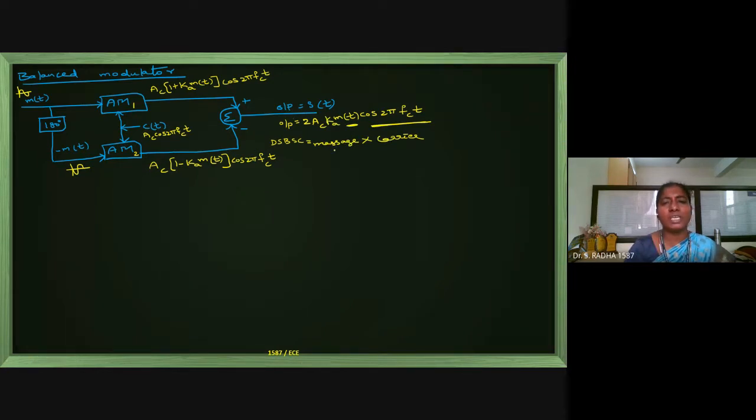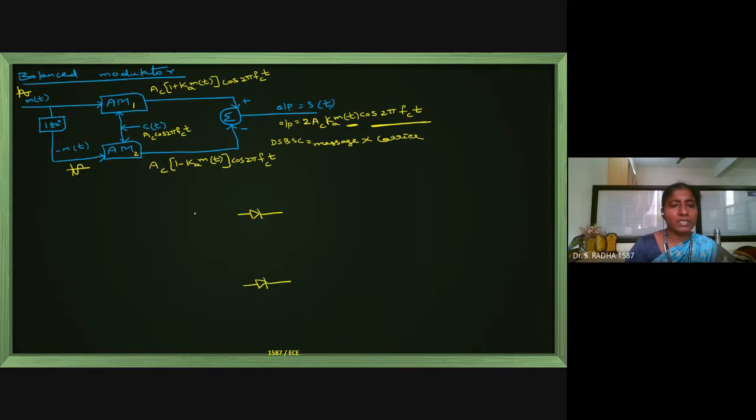This is about the DSBSC signal. So this is the balanced modulator. Now, in another way, the same circuit can also be represented as AM. I am taking AM, amplitude modulator, like this.